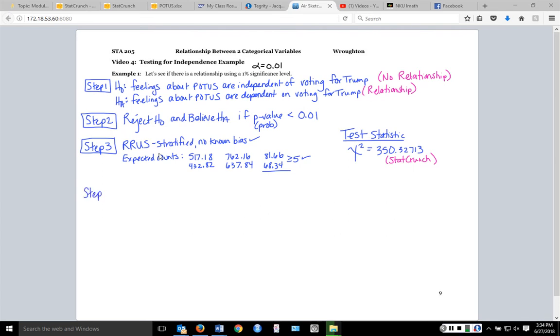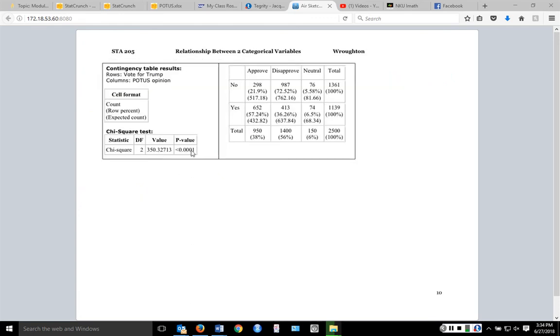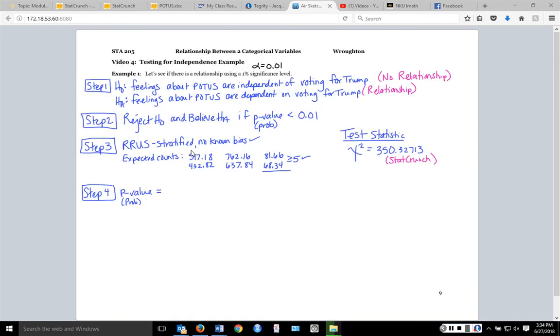All right, for step 4, we need to get our p-value or our probability. And that's also just going to come from StatCrunch here. That's where we will always get it. And the p-value is so small, it's smaller than 0.0001. Going back to our step 2, we're asking ourselves, is that p-value we just found less than 0.01? Well, yes it is. So we will reject the null hypothesis. We will then believe the alternative hypothesis.